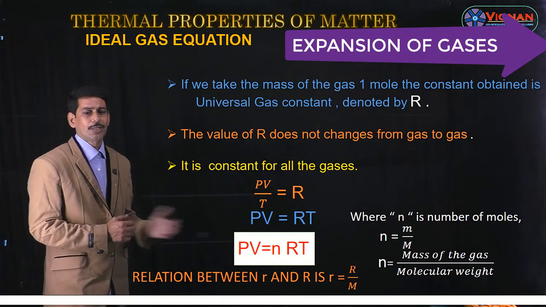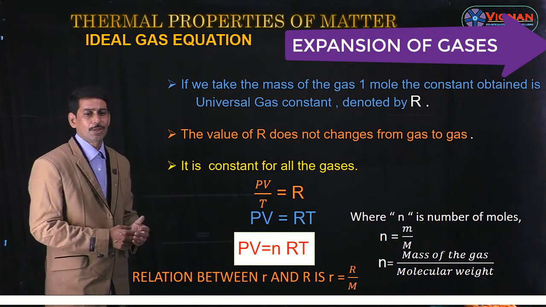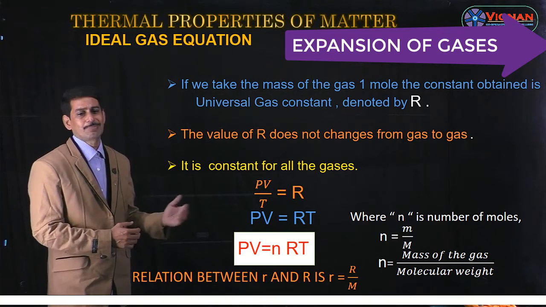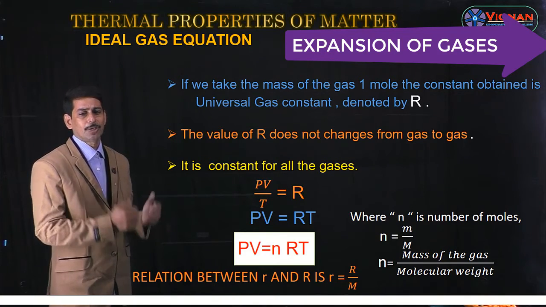So PV is equal to nRT if we consider n moles of the gas. Here n is the number of moles of the gas, which is given by small m by capital M, that is mass of the gas by molecular weight. So n is equal to mass of the gas by molecular weight, or small m by capital M.